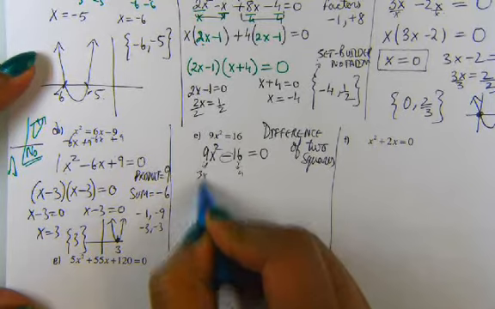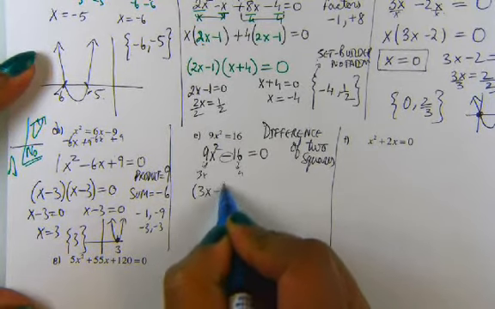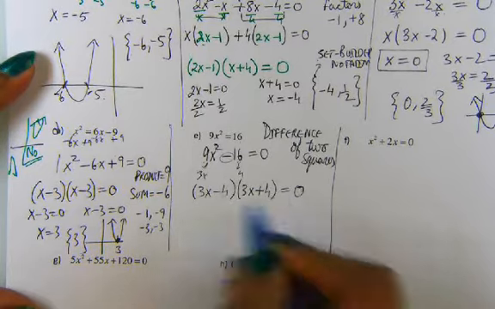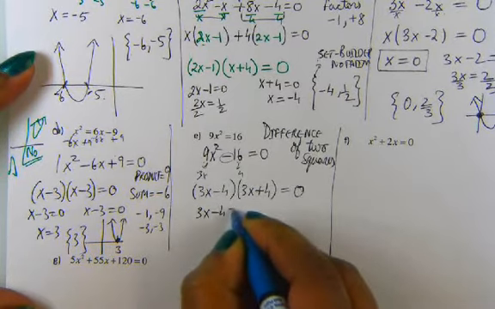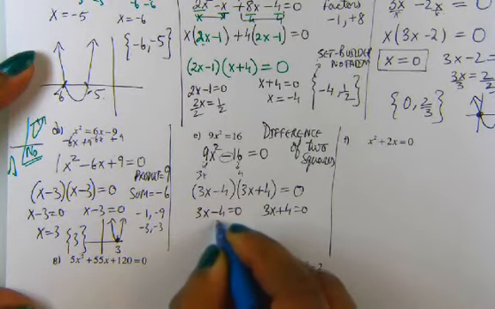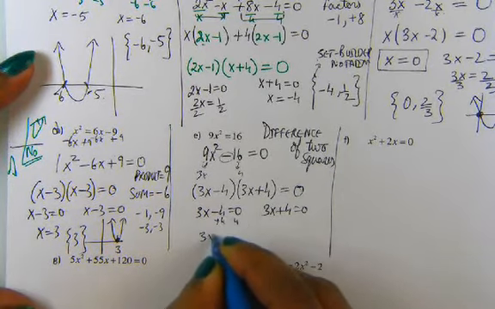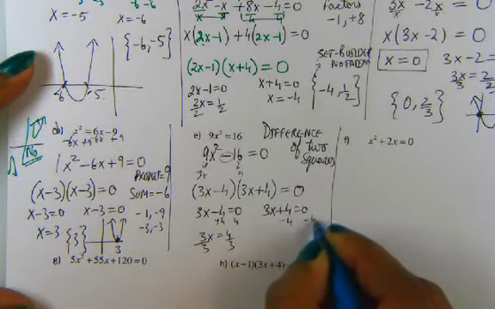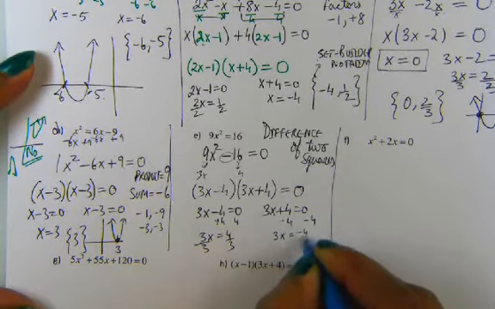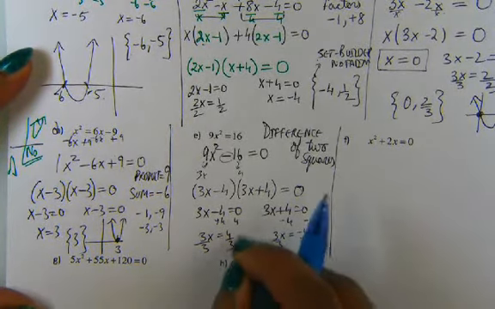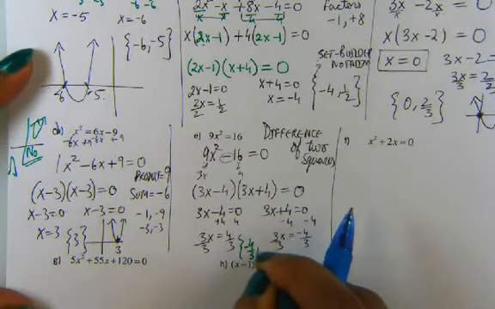So I will be writing 3x minus 4, 3x plus 4 equals 0. So 3x minus 4 is 0, 3x plus 4 is 0. So 3x equals 4, divide by 3, and 3x equals -4, divide by 3. So what are the two solutions we are getting? -4 over 3 and 4 over 3.